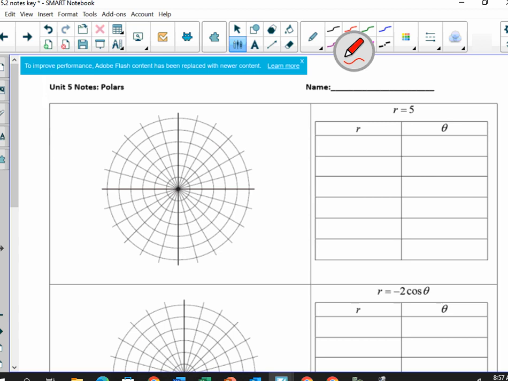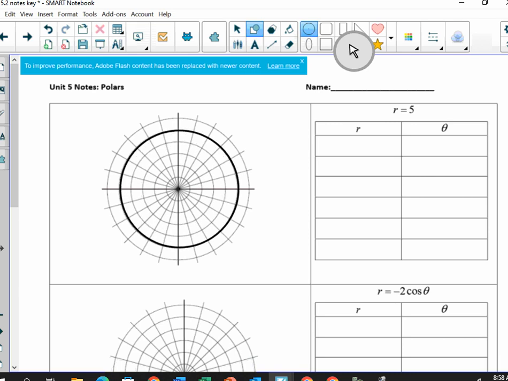Okay, guys, first one, r equals 5. Do not overthink this. What do you think this means? A circle centered at the pole with a radius of 5. So, 3, 4, 5.